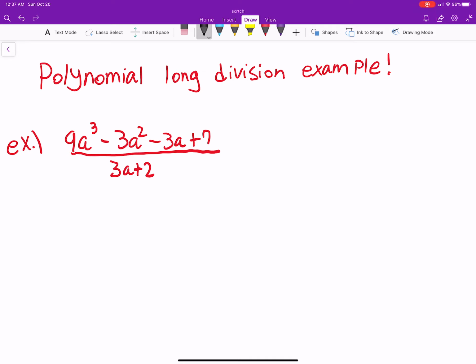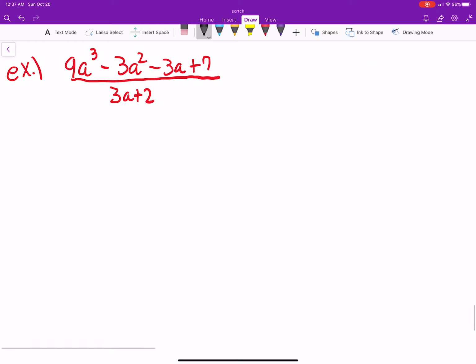Okay, so somebody had a question about polynomial long division, so we're going to do an example, and in this particular example, we end up getting a remainder, so maybe that'll answer some questions as well. So we have 9a cubed minus 3a squared minus 3a plus 7 all over 3a plus 2. Now, the way we're going to do this is we're first going to rewrite it like this: 3a plus 2 divided into 9a cubed minus 3a squared minus 3a plus 7.